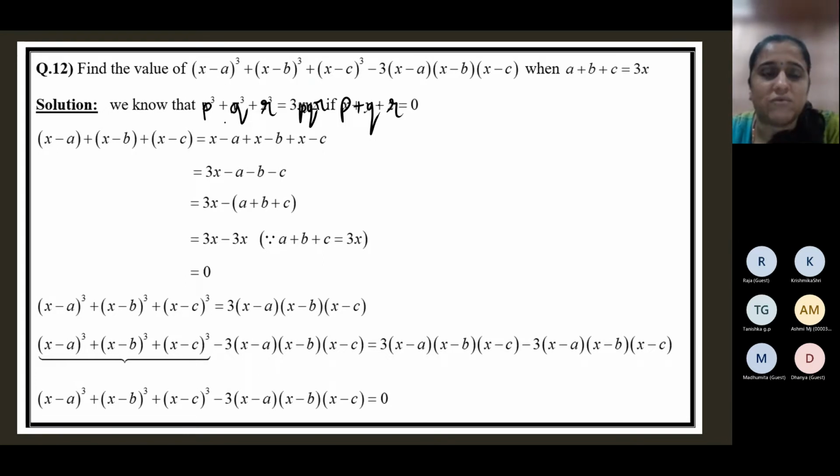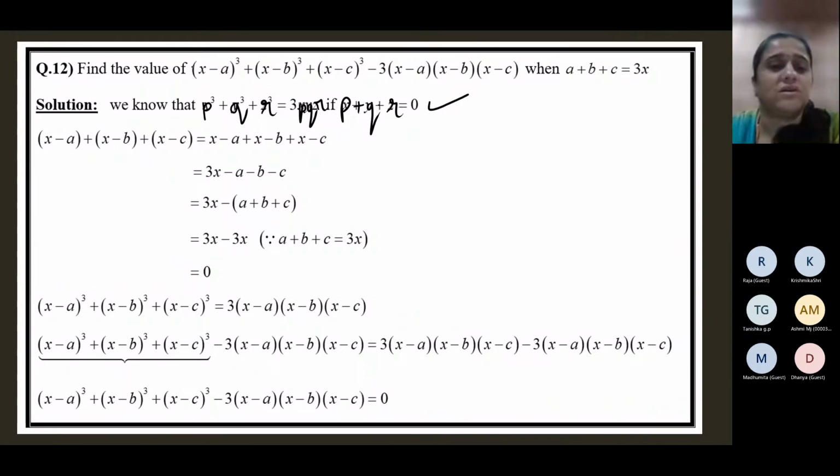It's not wrong, children, but what I'm saying is since the expression already has x and a, b, c in it, you must use different letters when you write the identity. So p cubed plus q cubed plus r cubed is equal to 3pqr if p plus q plus r is 0. Fine, just make this correction alone.